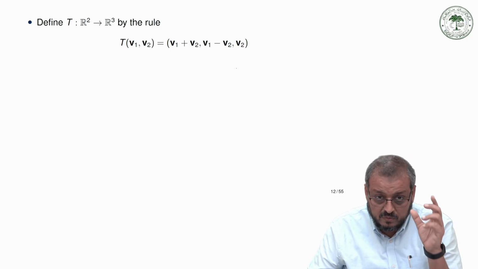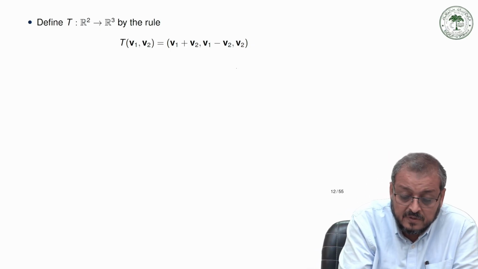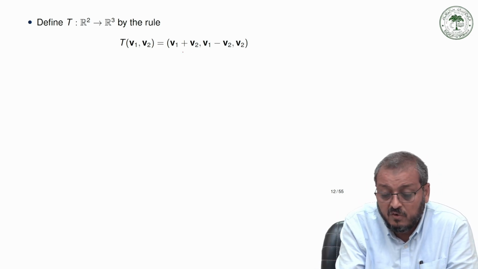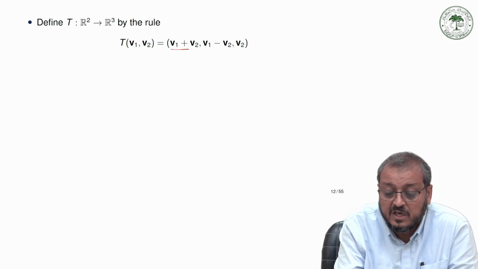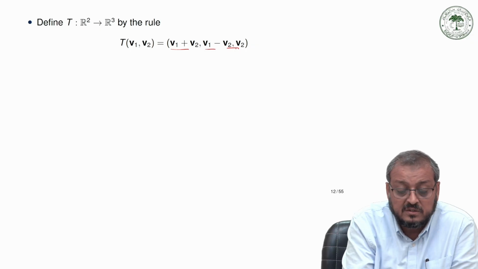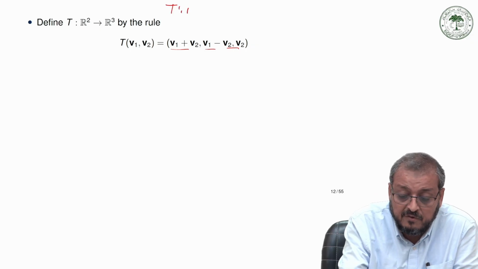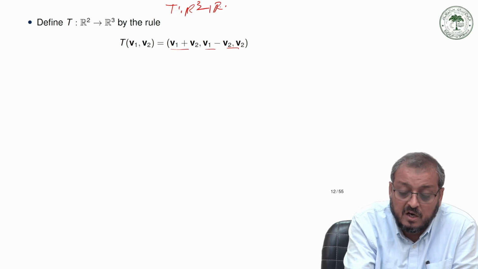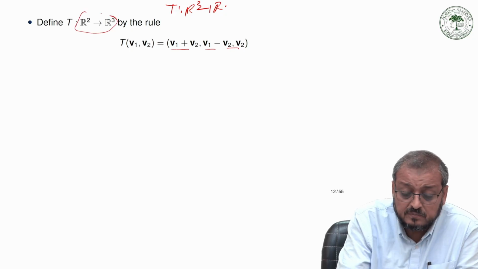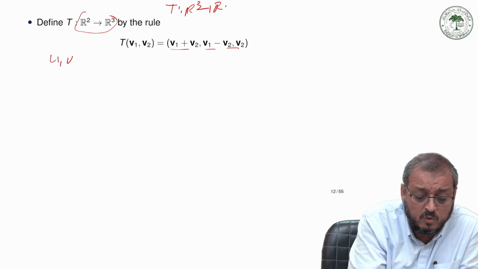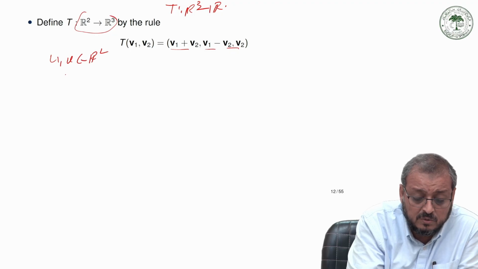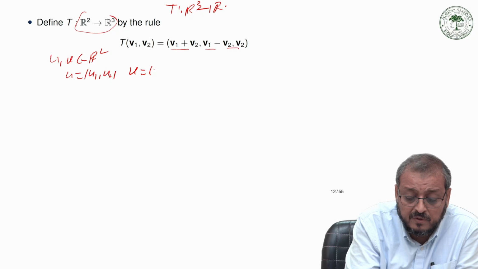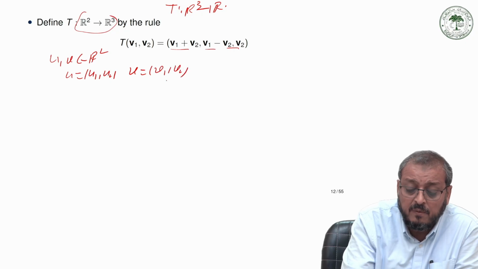Okay, now we reverse this order, and take a T from R2 to R3. Previously I defined a map from R3 to R2; now I take R2 to R3 in this form. Again we take u and v as elements of R2, so u is of the form (u1, u2) and v is of the form (v1, v2).